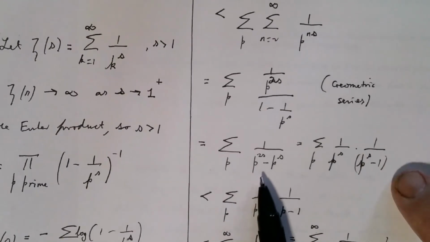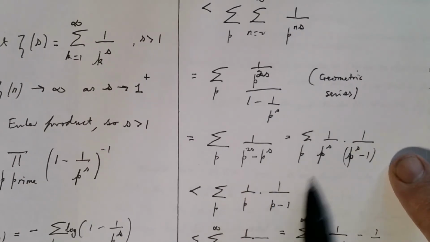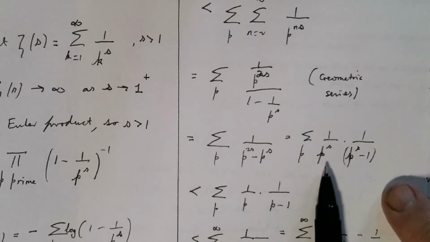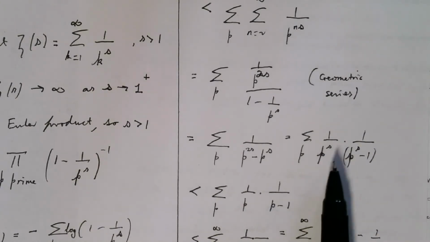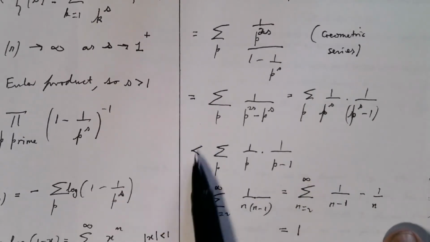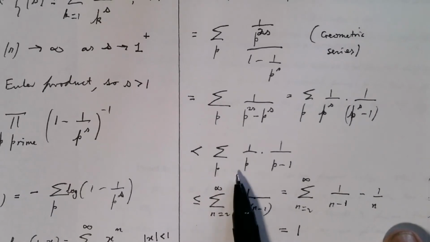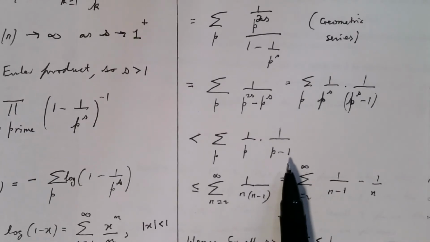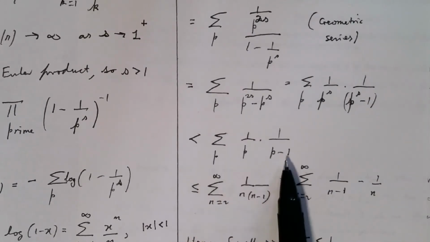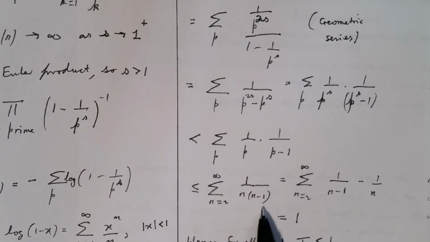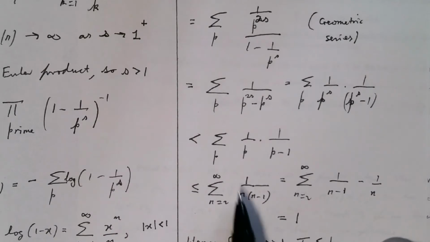Simplify that a little bit to get to here, and I'm going to factor out a p to the s. Now, because p to the s is bigger than p, I can get rid of the s and say this is less than the sum over the primes of 1 over p times 1 over p minus 1. Now this is the sum over just the primes, but this again is going to be less than the sum over the same shape but all the numbers. So I'm adding in extra terms, so this will be less than this sum.